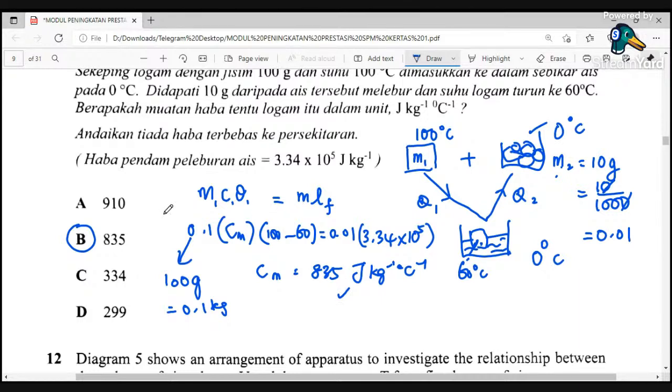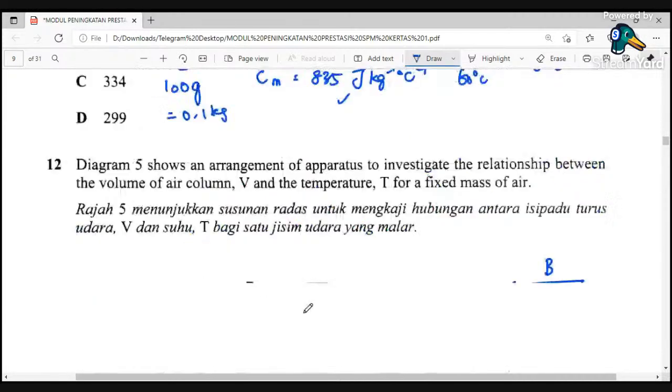Sebab ini kita gunakan SI unit, nampak unit dia Joule, kg^-1, degree Celsius^-1. So kena tukar kilogram mass dia.